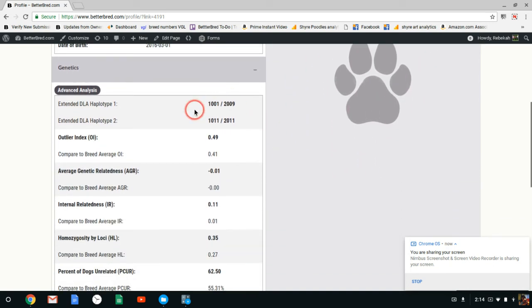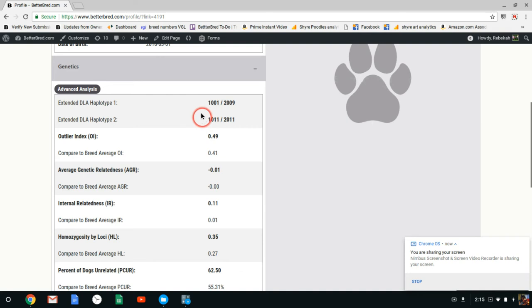She has two different DLA types, and neither one of these is the most common. The most common is, I believe, 1018 and 2003. So she has neither of the most common DLA types in your breed, which is at about 40% for the 2003. Alleles carried are the 2003. So this is good. She has different DLA types.